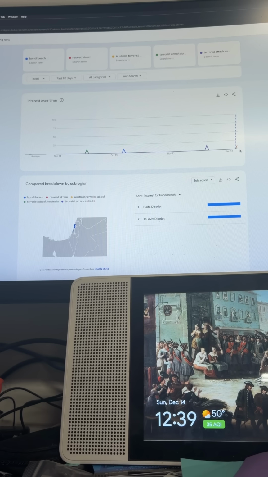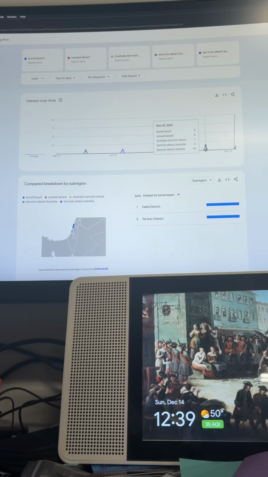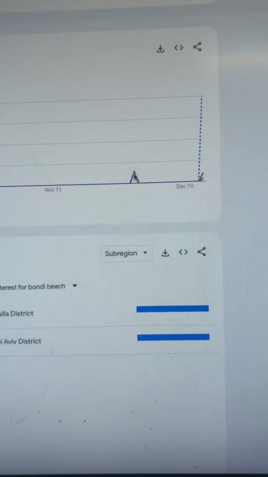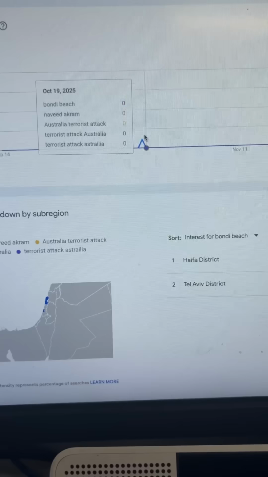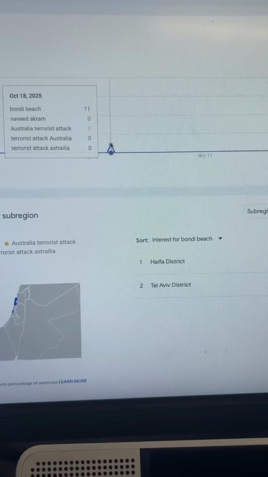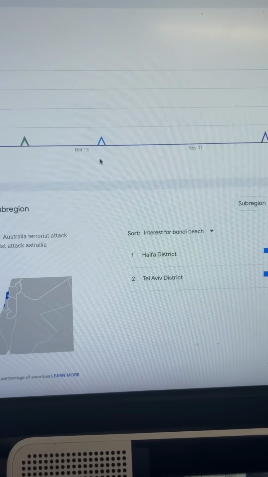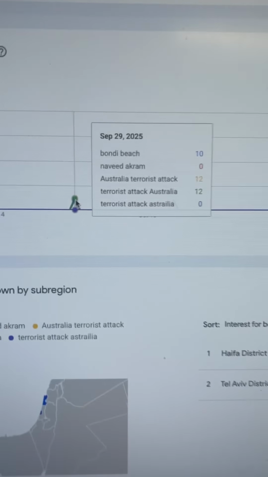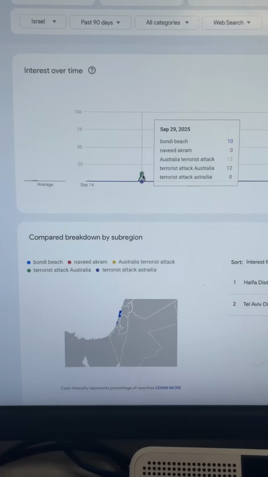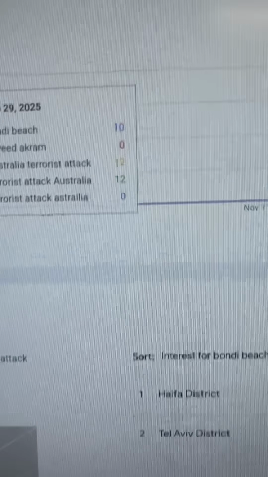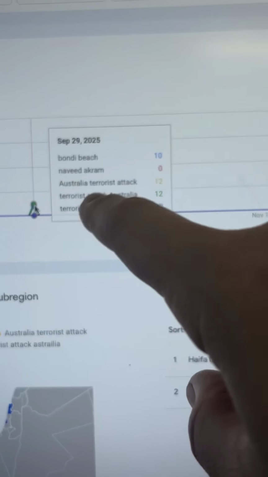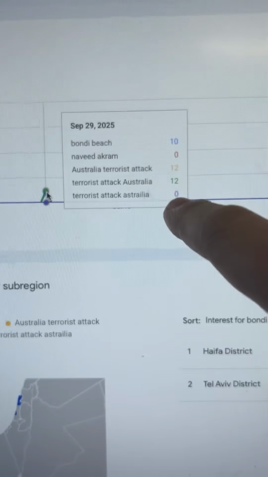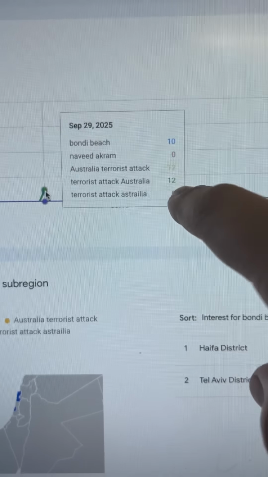Okay, so this is December 14th when the attack occurred, right? And so we can go over here and terrorist attack Australia misspelled was searched 14 times on November 29th. That's pretty weird. We can look here and we can go the blue and we can say Bondi Beach in Israel was searched 11 times. And then now here's where the really interesting thing happens, because this is on September 29th. We get the word Bondi Beach, Australia terrorist attack, searched 12 times, Bondi Beach 10 times, terrorist attack Australia 12 times as well.